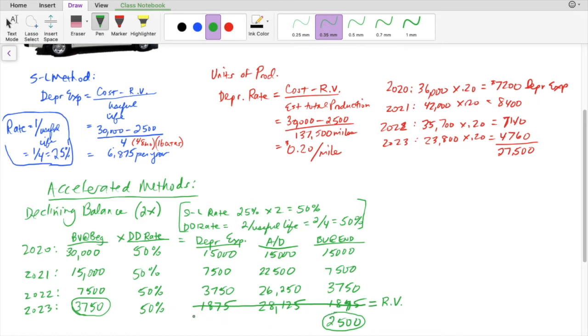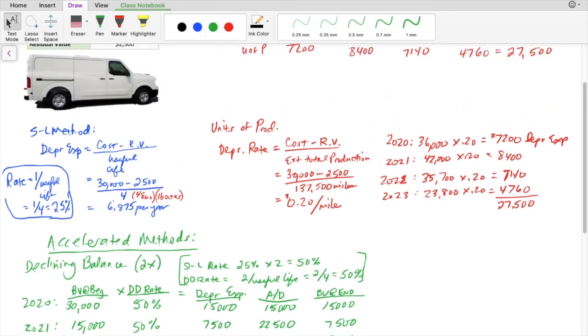So how much can I depreciate? Well, I can only depreciate $1,250. If I depreciate $1,250 and add that to what I've already depreciated, $26,250, then what do I have at the end? I have $27,500, which is my depreciable base. That's how much I should have depreciated. So I'm left with a residual of $2,500. So often in double declining, or even 1.5 times declining or others, we have to fix the last year so that it comes out the way that it's supposed to.